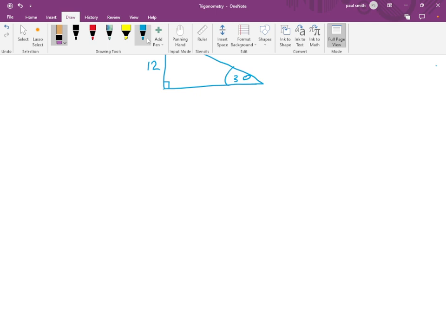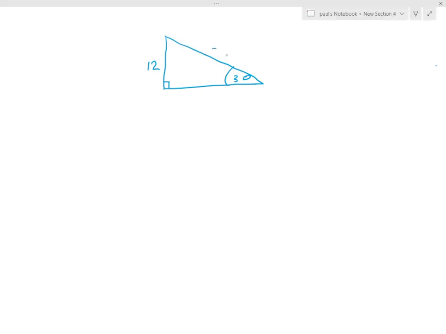Because that's what it would be in a question, x. So we'll label them up. So this is the opposite. This is the hypotenuse. Now there's no point labeling the adjacent down the bottom because we don't know it and they haven't asked us to find it, so we're not interested in that.